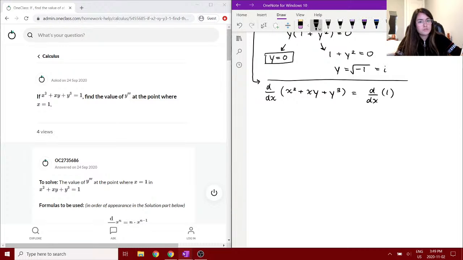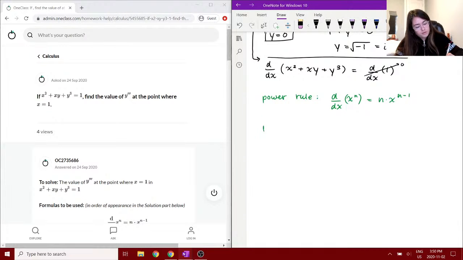That's pretty simple. We know the derivative of a constant is just 0. And then we're going to work through the left side now. I'm going to write down some rules that will help you with the differentiation. So first we have the power rule. And that tells you that the derivative of x to the n, or x raised to an exponent n, is equal to n times x with the exponent n minus 1.